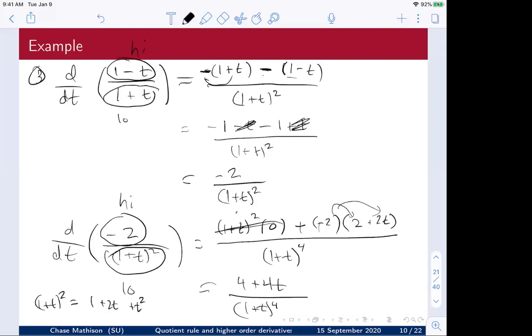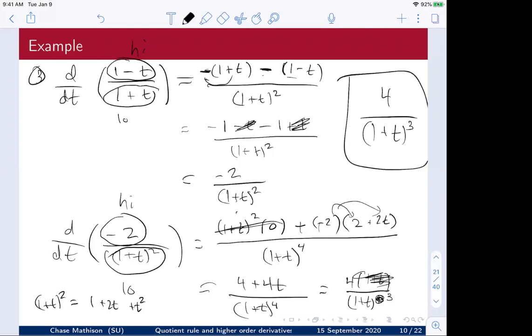And if you are sneaky or observant or whatever adjective you want, you can say, oh, if I factor out a 4, I get 1 plus t. And so I can cancel because the 1 plus t is multiplying in the top and in the bottom. So I can cancel this 1 plus t with one of these in the bottom. And so I'm left with 4 over 1 plus t cubed.